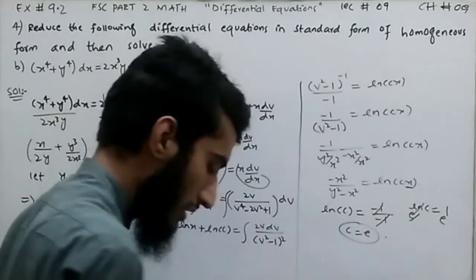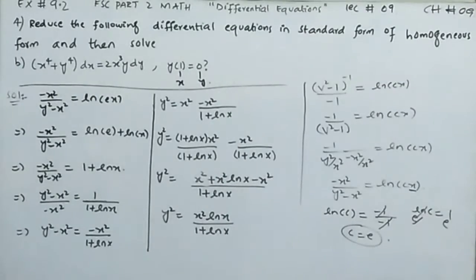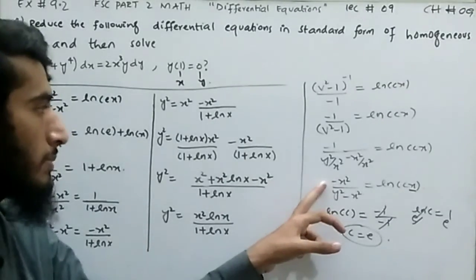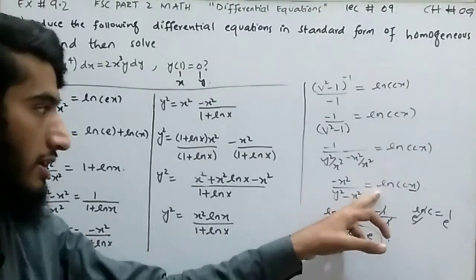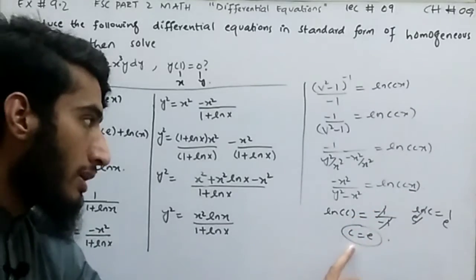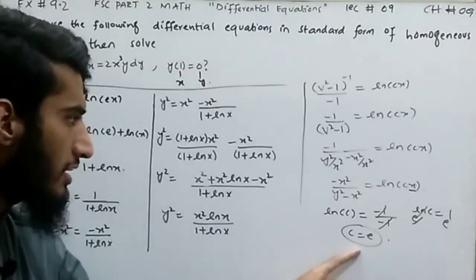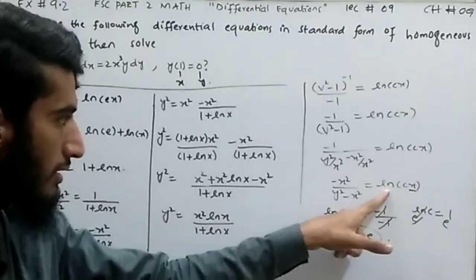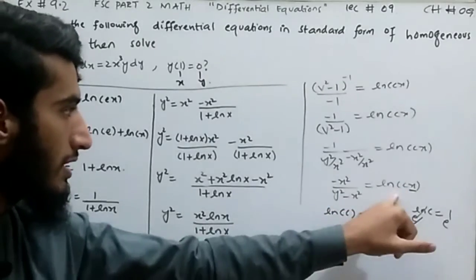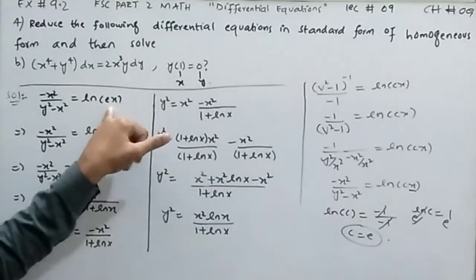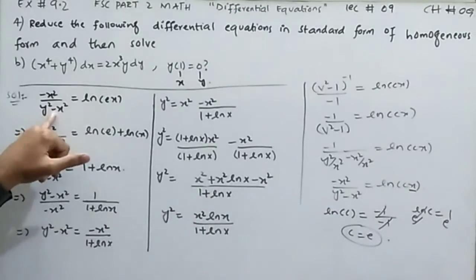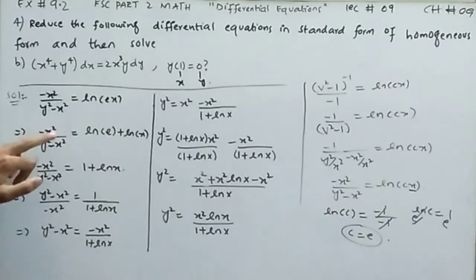Now let's simplify it further. From over here we get minus x square over y square minus x square is equal to ln of cx. We also got the value of c is equal to e. By inserting the value of c is equal to e over here, it becomes ln of ex. So over here ln ex. This side will come down as it is.